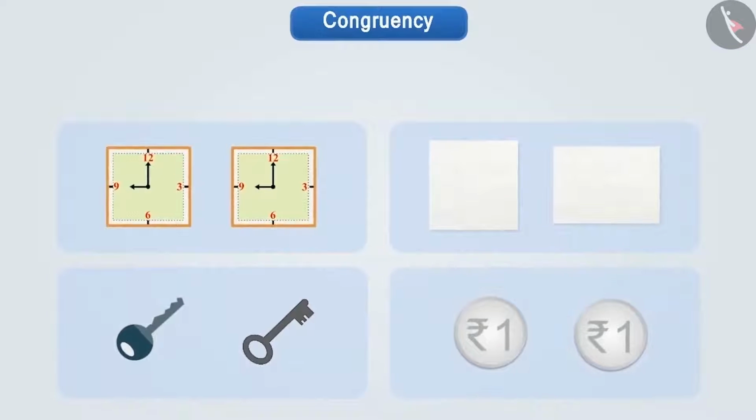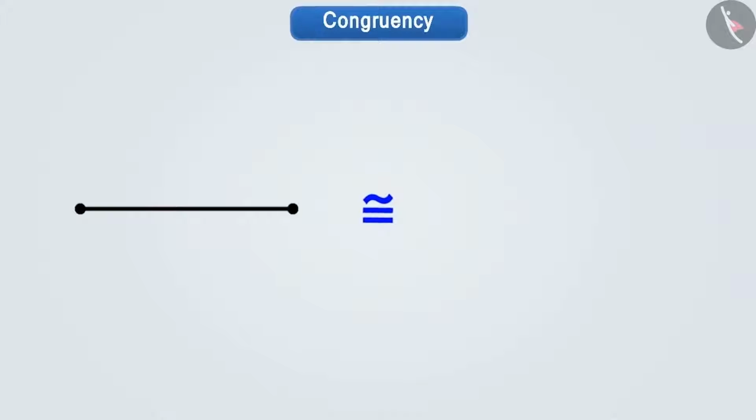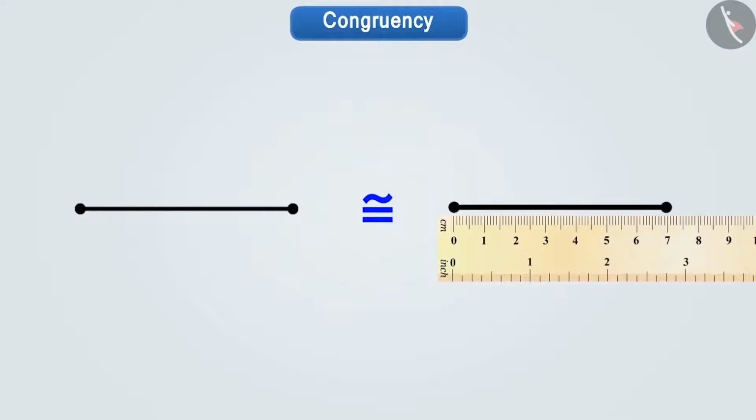Now, by looking at the pictures given, find out which pictures show congruent shapes and which pictures do not have congruent shapes. Pause the video and solve it yourself. Can you tell how we can make a congruent shape of a given shape? Think. Let us tell you. We can make it by trace copy and using carbon paper. With the help of geometry, we can draw a congruent shape of any shape by construction.